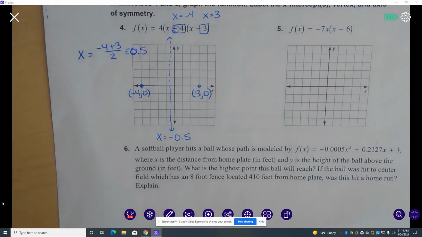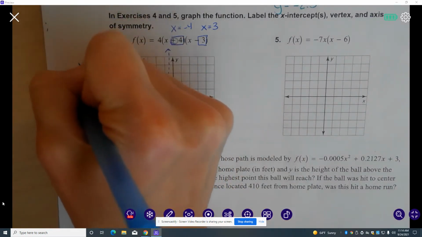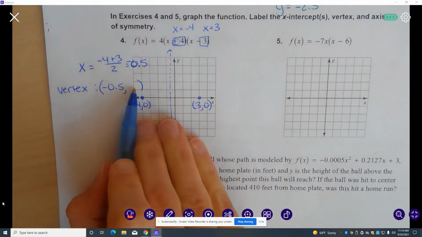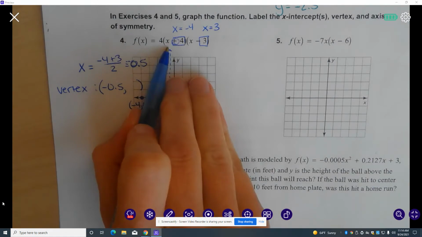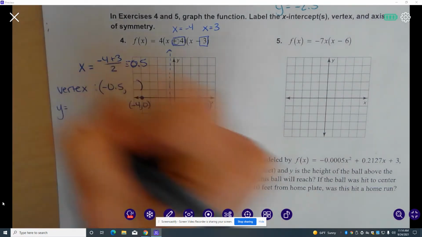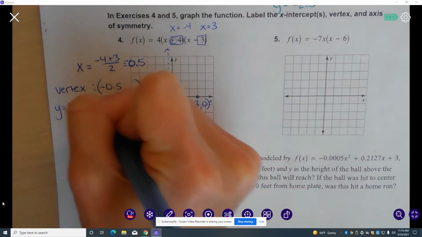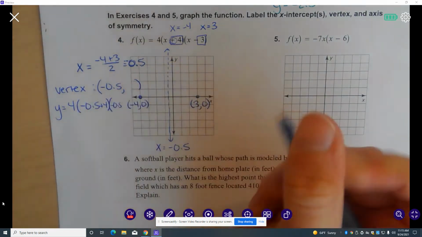So now lastly, I need to find the vertex of this function, this parabola. And so we know once you have the axis of symmetry, you can use that to help you find the vertex. Right? So to find the vertex, remember, we know that it's located at an x value of negative 0.5, and we're wondering what's that y value of the vertex. And to do that, we've been taking our x value of the vertex and plugging it back in for x. So that's what I'm going to do here. Okay. So my y value of the vertex will be equal to 4 times negative 0.5 plus 4 times negative 0.5 minus 3.